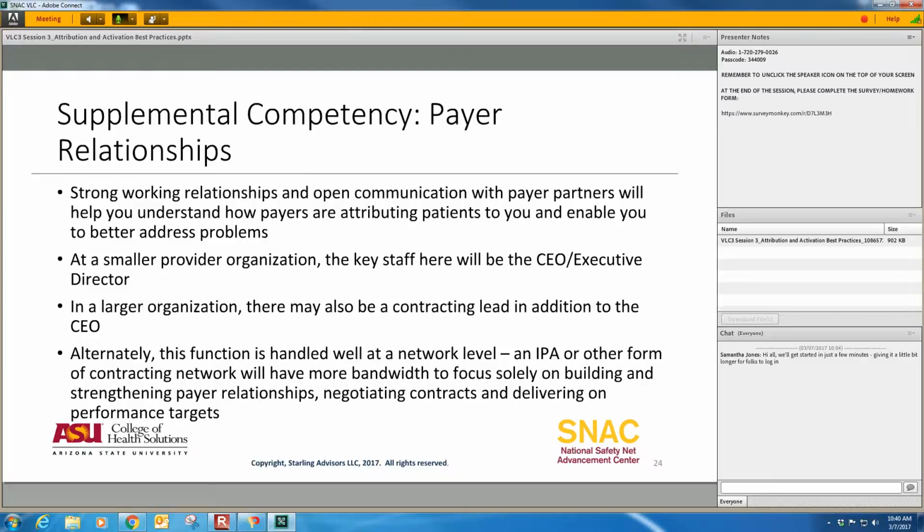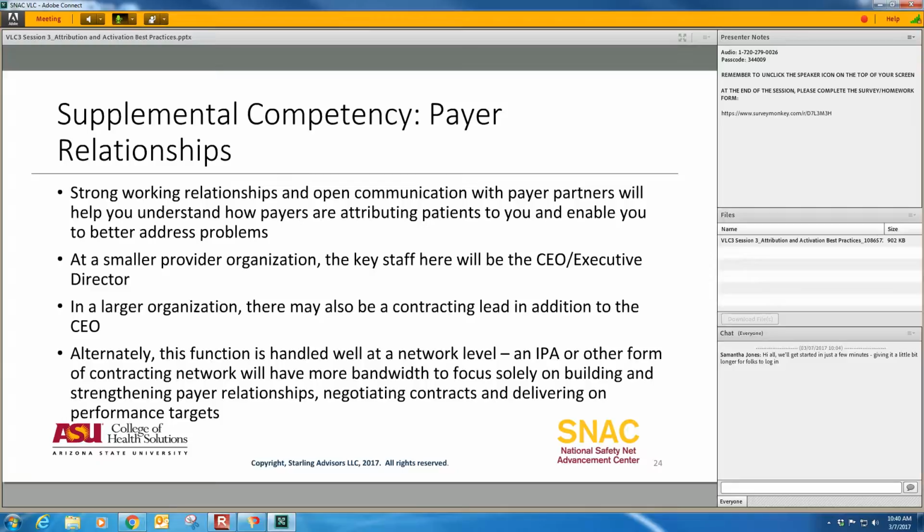So I think at smaller organizations we see that the key staff is probably the CEO or executive director. In large organizations, you may have a designated contracting lead who's responsible for negotiating contracts with payers, in addition to the CEO.